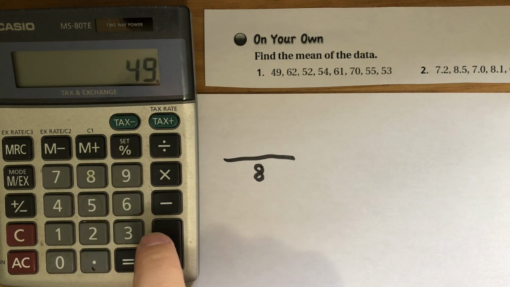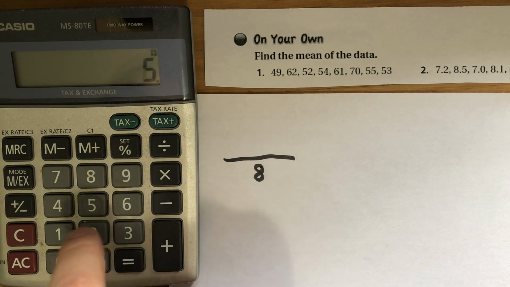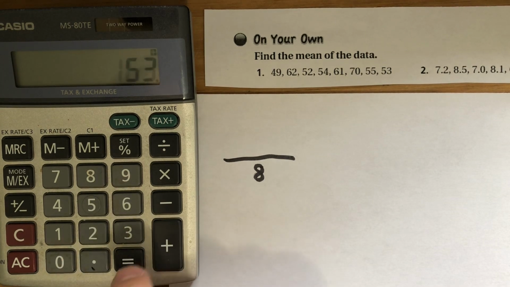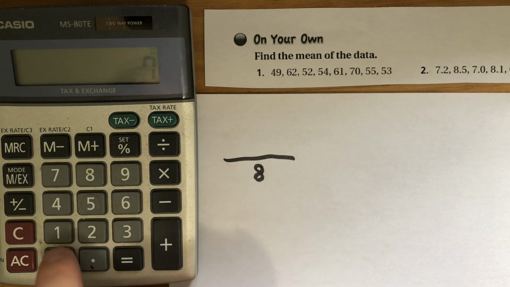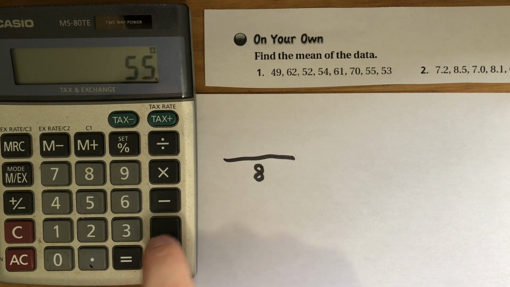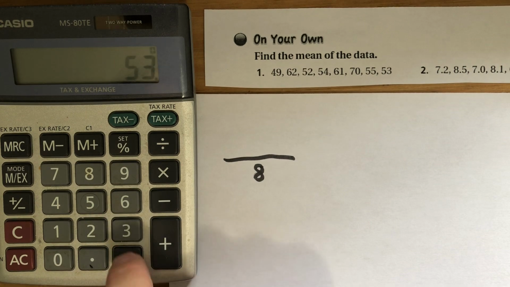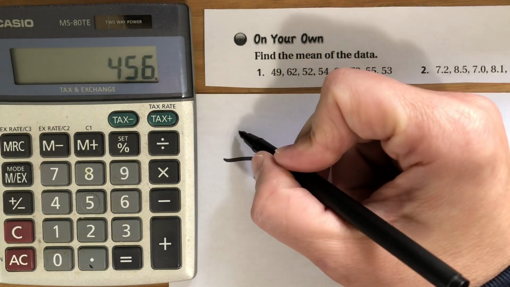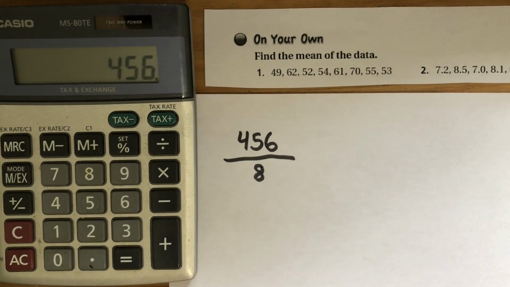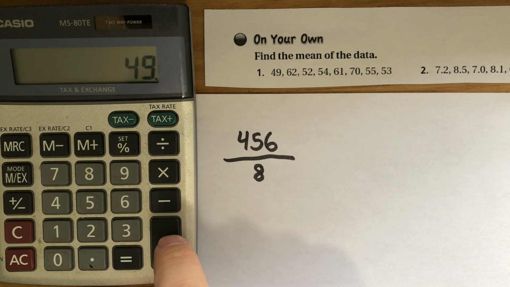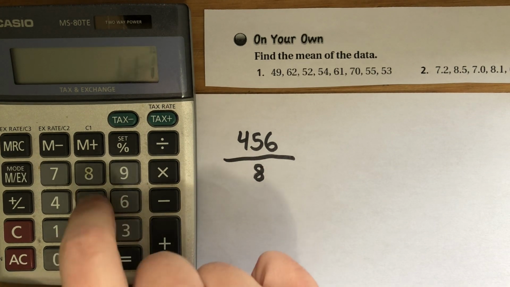So 49 plus 62 plus 52 plus 54 plus 61 plus 70 plus 55 plus 53. And I got a total of 456. Now, as I added that, I feel like maybe I made a mistake, and I'm not sure. Whenever I'm doing mean, specifically if I've got a large group of numbers, it's a good strategy to go back and just add it a second time. Make sure you've got it right. So let me go ahead and do that.